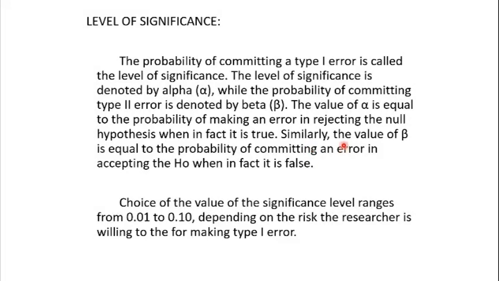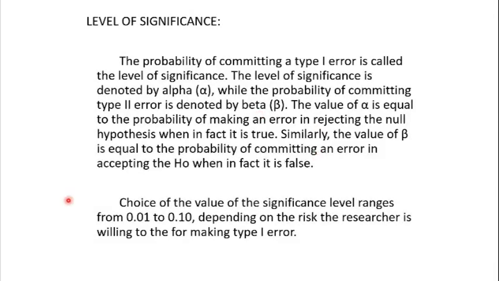Similarly, the value of beta is equal to the probability of committing an error in accepting the H sub 0 or the null hypothesis when in fact it is true. So dito pinakita lang din yung paggamit natin ng alpha at saka ng beta based din sa type 1 at saka sa type 2 error natin.